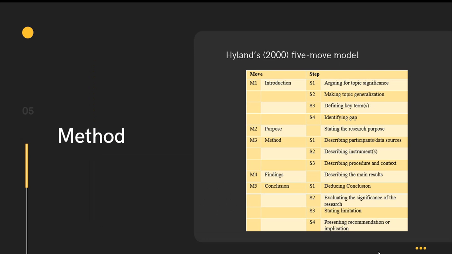Moving on to the second part, the research methods. The study employed a qualitative and descriptive comparative approach to achieve the research objectives. The study adopts Hyland's 5-move model as the guideline for the rhetorical move analysis. As seen on the table, the model includes 5 moves, namely introduction, purpose, methods, findings, and conclusion. And in some moves, there are some steps describing a more detailed communicative function.